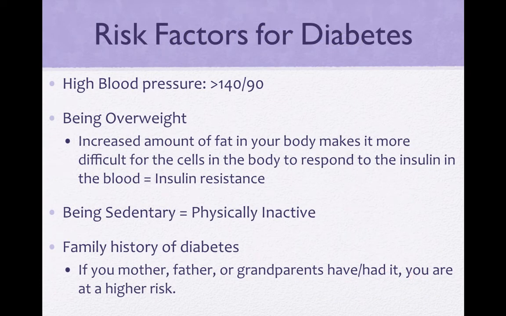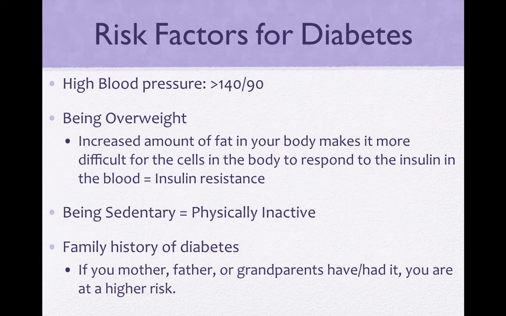So what are some risk factors for diabetes? High blood sugar is one of them, and that's defined as a blood pressure of greater than 140/90. Also, being overweight, and as we alluded to before, increased amount of fat in your body makes it more difficult for the cells in the body to actually respond to the insulin that's in your blood. We call this insulin resistance.